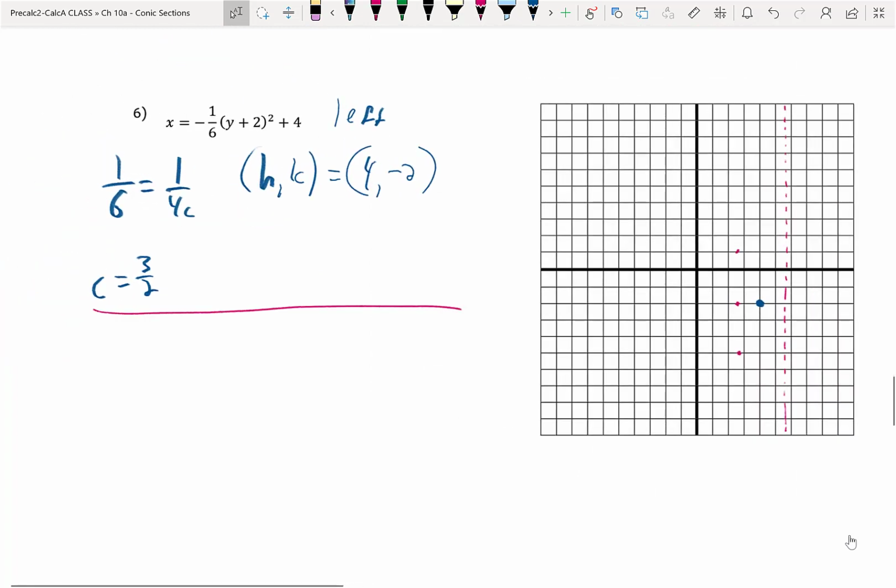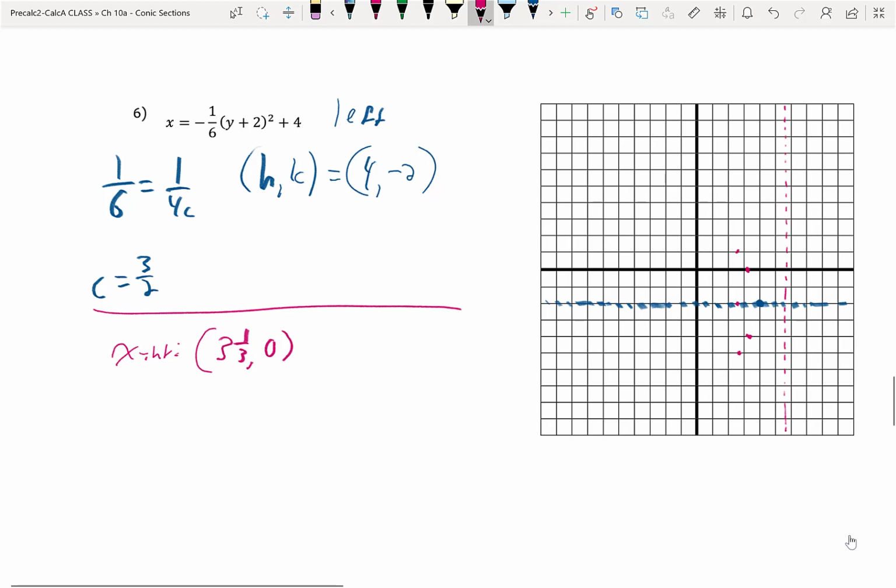Let's do intercepts. X-intercept occurs when y is 0. So when I plug 0 in for y, I get -2/3 plus 4, or 3 1/3. If I go right 3 1/3, it puts me here. And then if I go opposite the axis of symmetry, the axis of symmetry is right here, that's how it should fold over, then I should put another point right here.